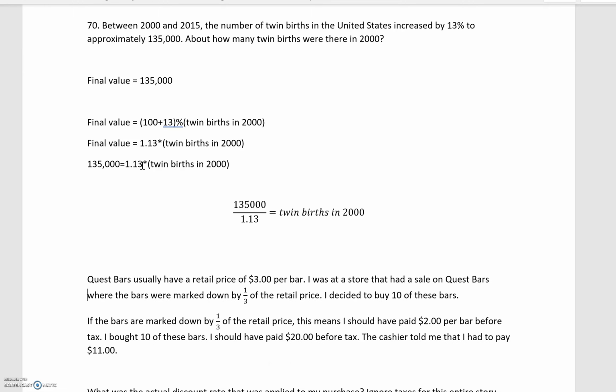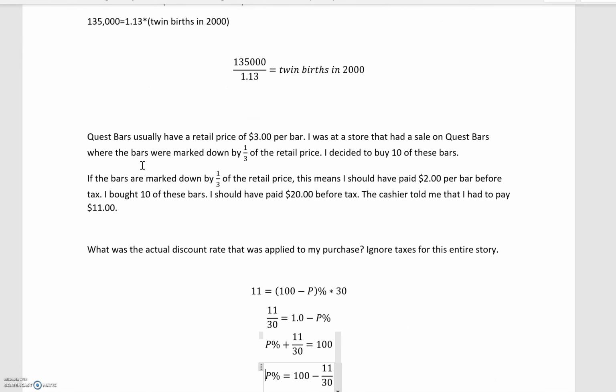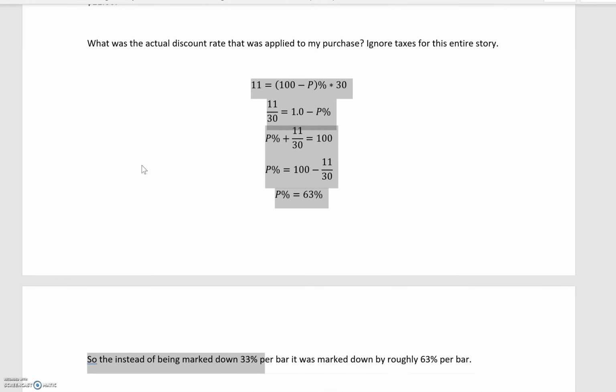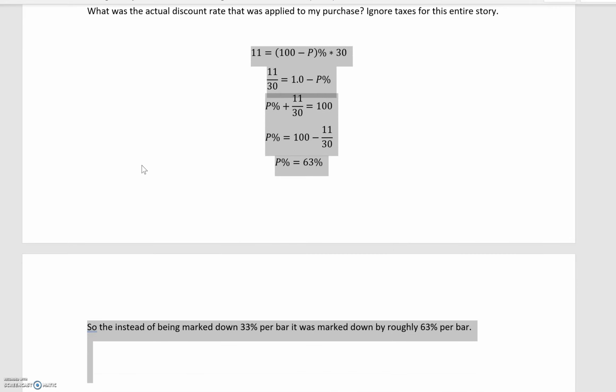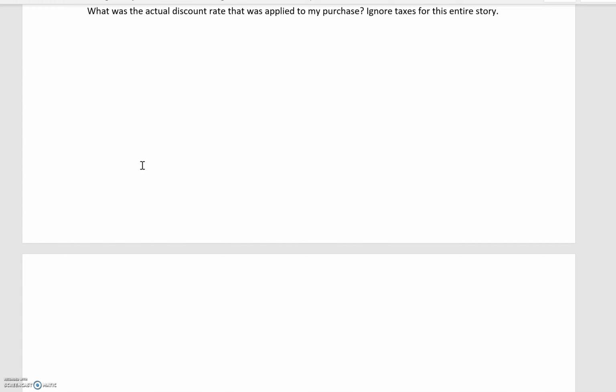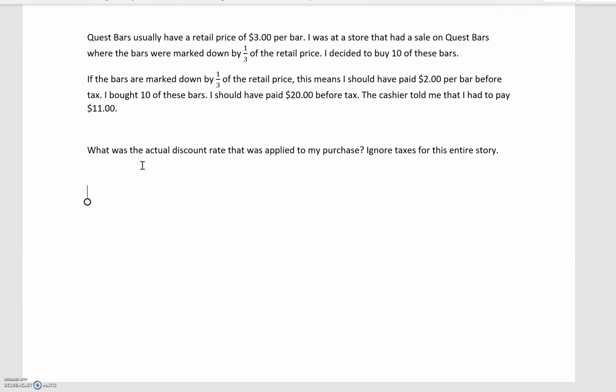Last but not least, we have the scenario where I mentioned this was a true story, right? Okay, let me actually hide all the work that's here. Wow. Okay. So Quest bars usually have a retail price of $3 per bar. I was at a store that had a sale on Quest bars where the bars were marked down by 1/3 of the retail price. I decided to buy 10 of these bars.